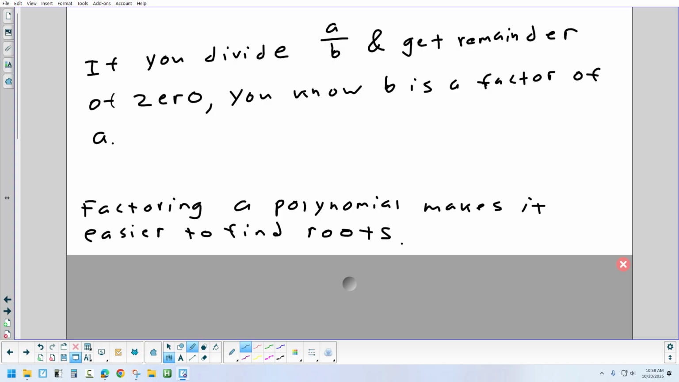If you can't factor it, well, at least with a quadratic, we do have another way to solve it. You can use the quadratic formula. But if it's higher than a quadratic, like a cubic, and you can't factor it, then you're going to be kind of stuck. So we're going to be working with a lot of problems that do factor this week.